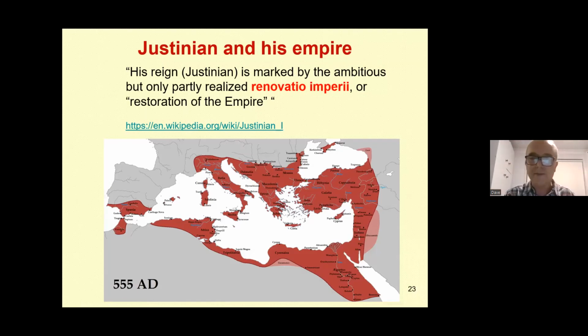Justinian, actually, if you look at this quote here, this is from Wikipedia, it's describing Justinian's reign as marked by the ambitious but only partly realized renovatio imperii, or the restoration of the empire. The empire strikes back, if you like.